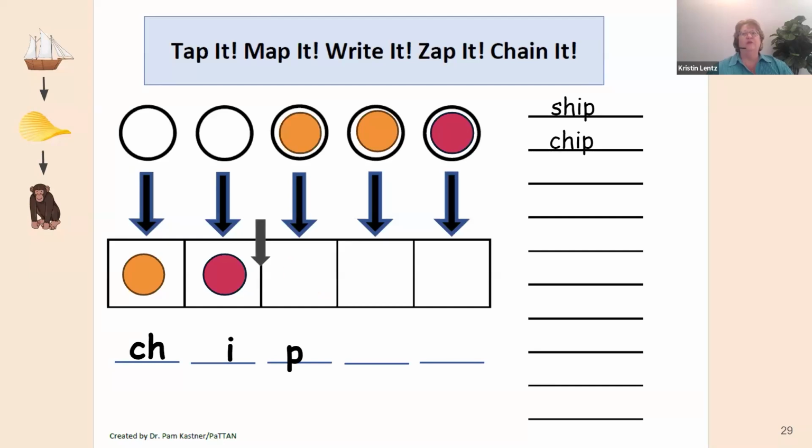So I'm going to move my token out. I'm going to keep my first two tokens there because we know it starts the same. But now I'm going to move token four for the m and the p sound. And then I'm going to spell the m sound with M and the p sound with P, and I'm going to add it to my chain on the right-hand side.